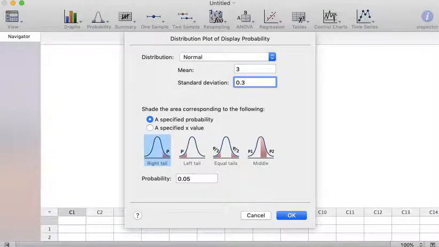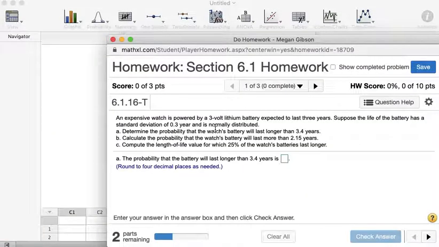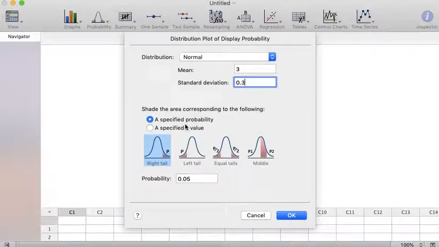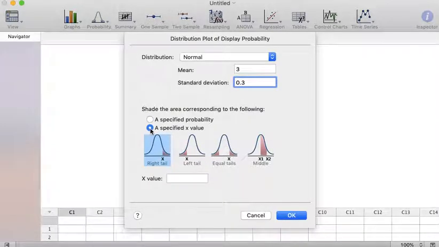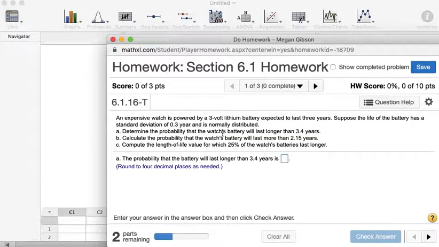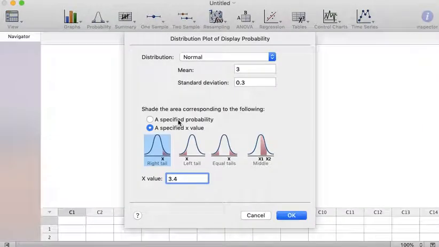Now looking at my question, they're asking me to determine the probability that the battery will last longer than 3.4 years. So 3.4 is the x value. I'm going to select a specified x value and enter 3.4 in the box. And the question said, what is the probability that the battery will last longer than 3.4 years? So that's going to be a right tail because larger x values are on the right.